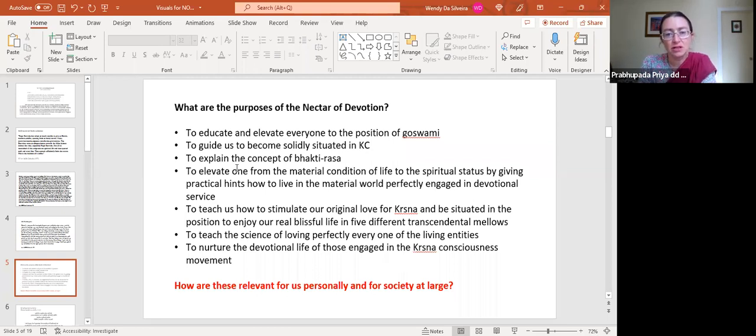To teach us how to stimulate our original love for Krishna and be situated in the position to enjoy our real blissful life in five different transcendental mellows.